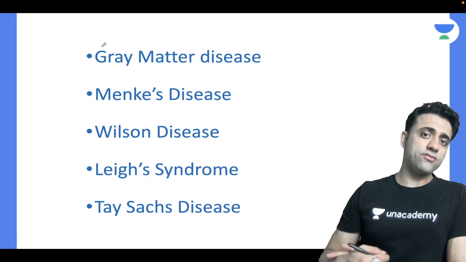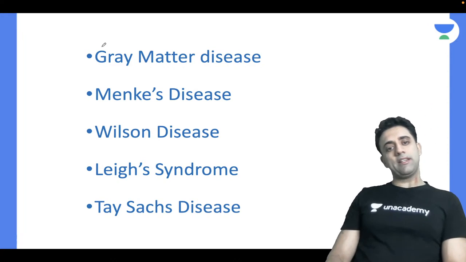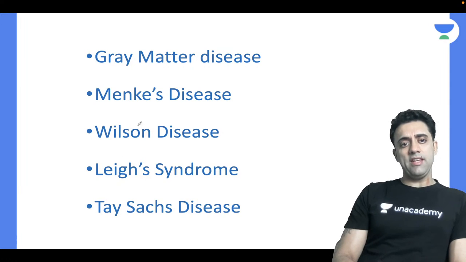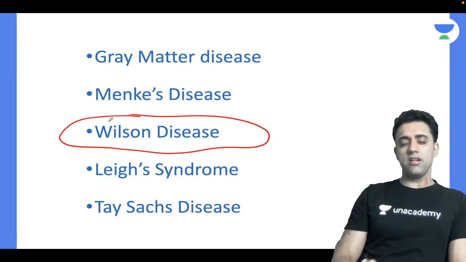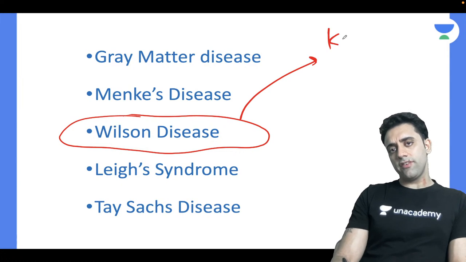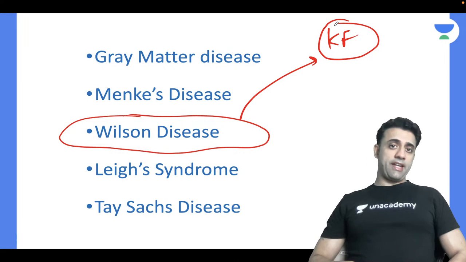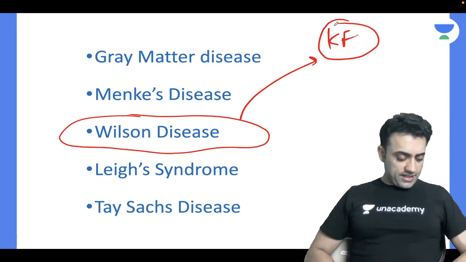Many are there, but at least four you should know. So Menke disease, Wilson disease, Leigh syndrome, and Tay-Sachs disease. Wilson, very, very perfectly we have covered. Only one question I will ask you. How will you diagnose this KF ring in a case of Wilson disease? How will you detect the KF ring? It's the single best answer.